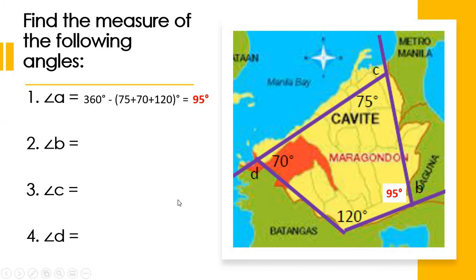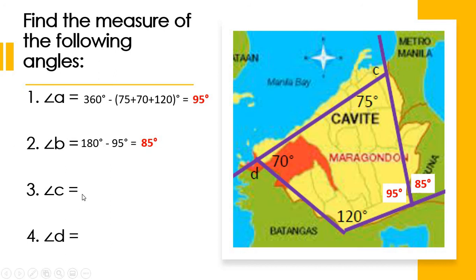Next, how about the angle B? Since angle B is the exterior angle of angle A, diba? So, sila ay supplementary. So, what we are going to do is to just subtract 95 degrees from 180 degrees, which is equal to 85 degrees. So, angle B is equal to 85 degrees.